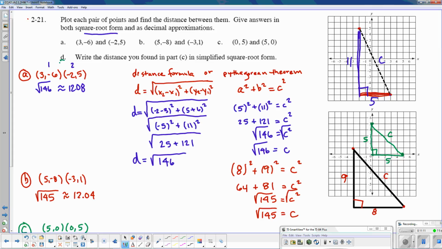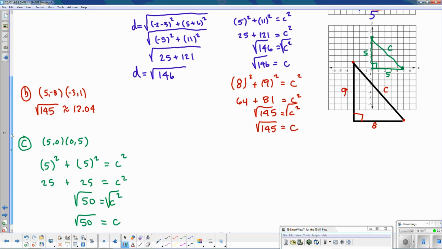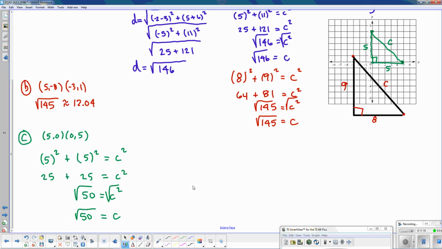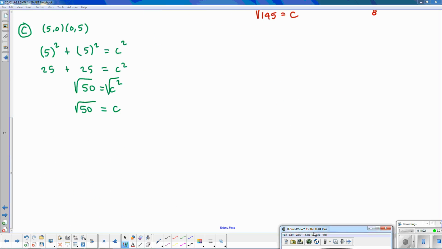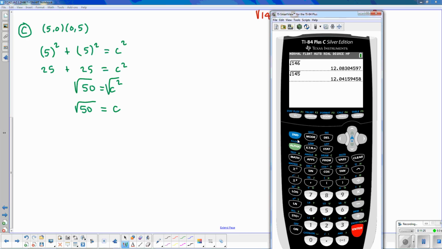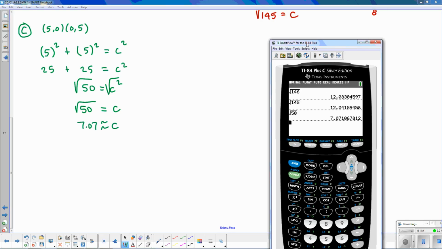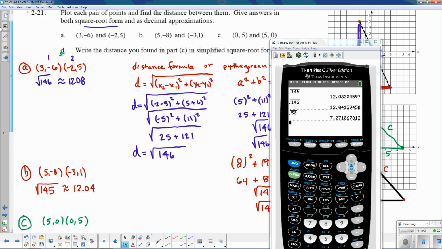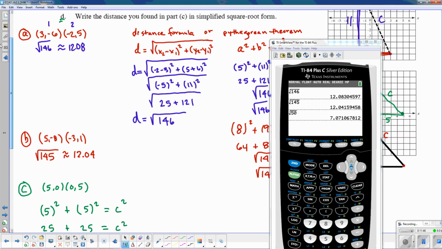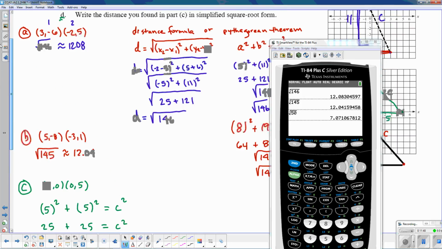Now it says letter D, write the distance you found in part C in simplified square root form. Oh, you know what? I forgot to get my decimal approximation here, so I need to do that real quick as well. Let's pull out the calculator. We'll do second square root 50. Enter. That's about 7.07. And now we can do that last part that it was asking for. So once again, it says write the distance we found in part C in simplified square root form.